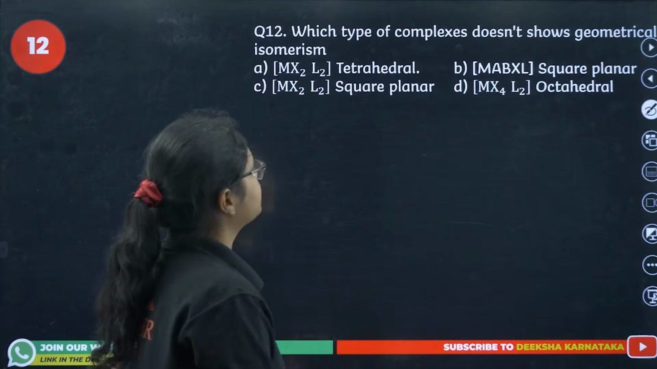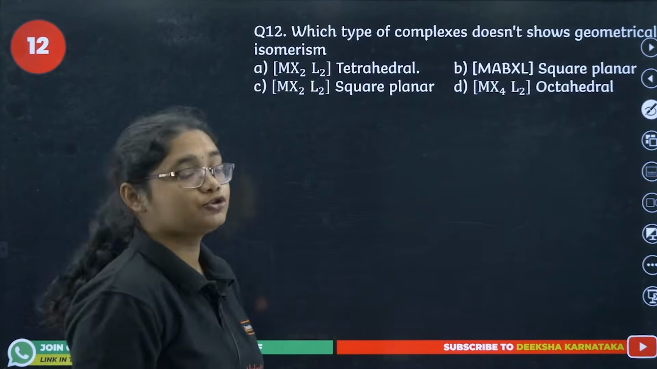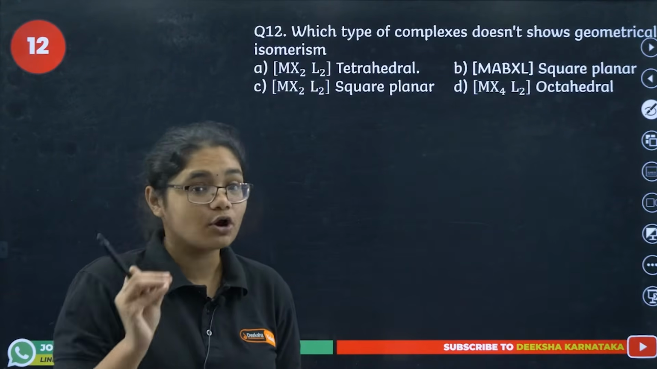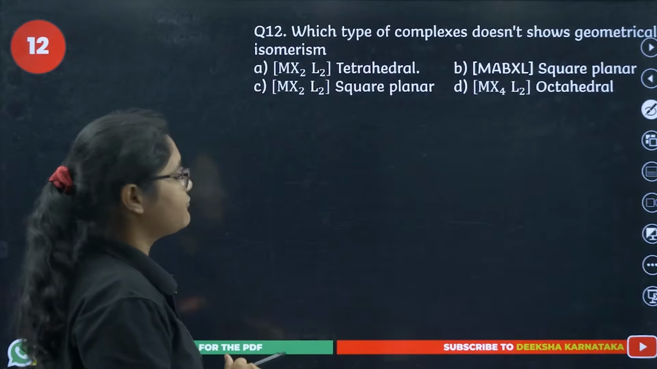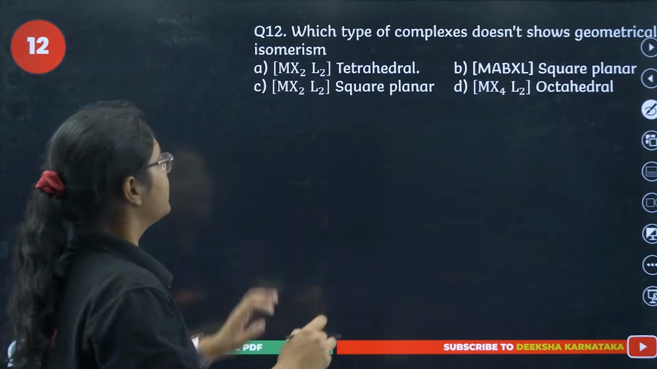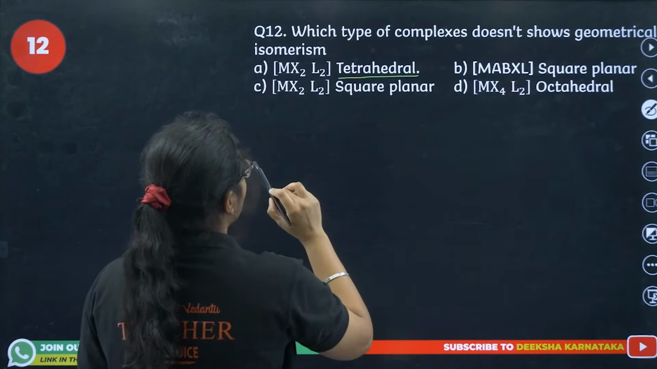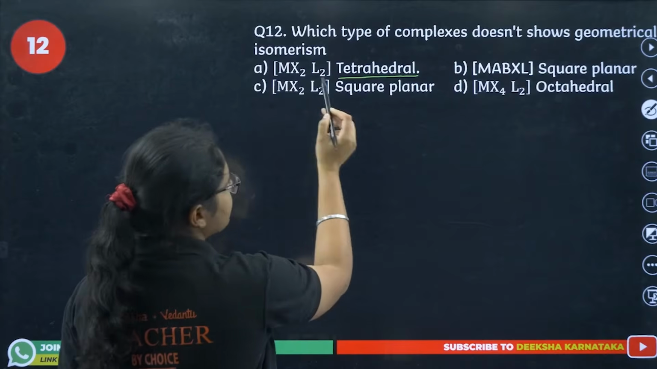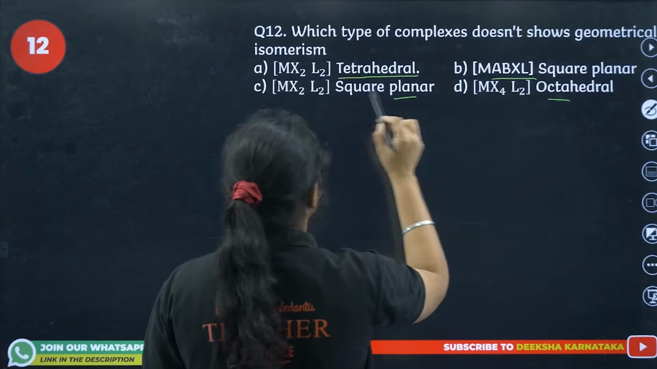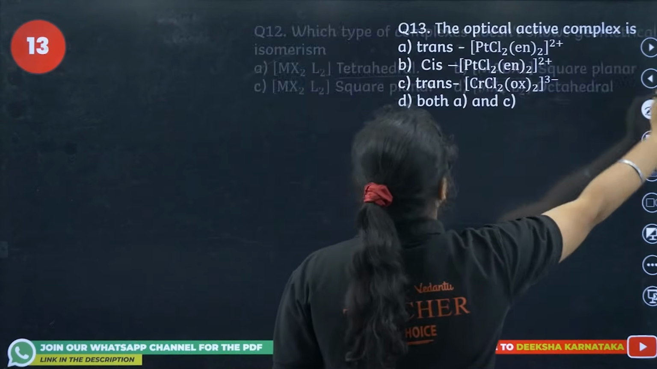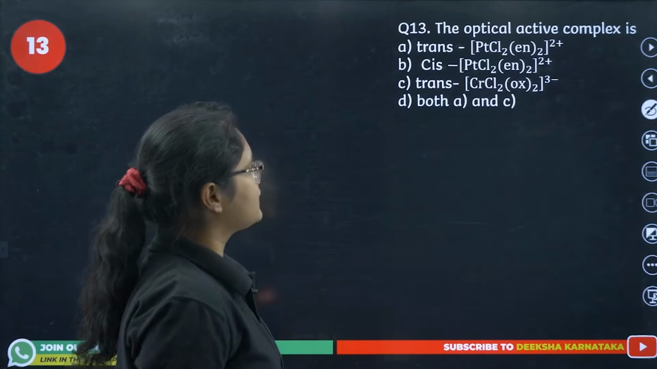Next question, which type of complexes does not show geometrical isomerism? Here, for not showing, tetrahedral MX2L2 will not show, and all the others will show. So option number A.